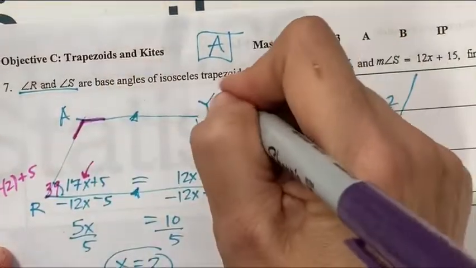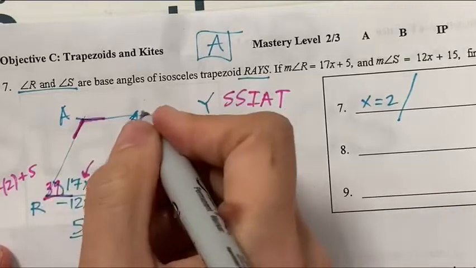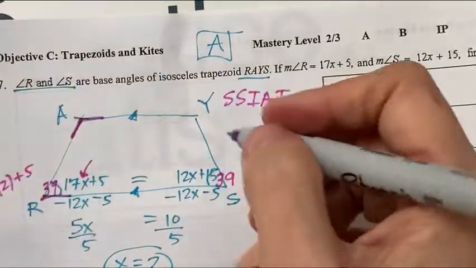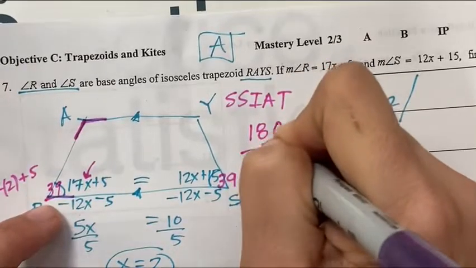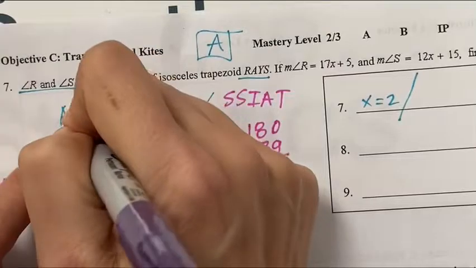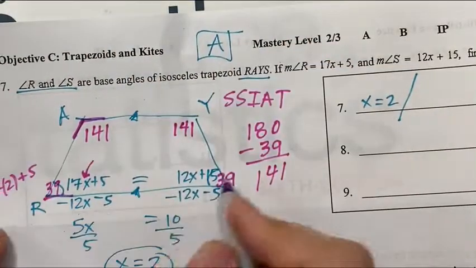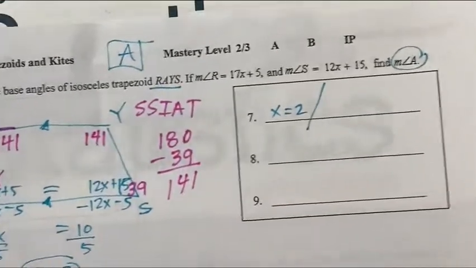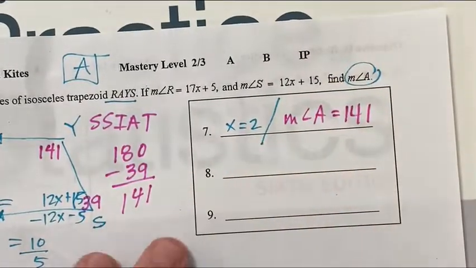This is based on the same side interior angle theorem. Same side of the transversal, they're going to be supplementary. So this angle has to be 180 minus the 39. 141. So angle A is 141. This one would be 141. If you add up all those angles, you should get 360. So the measure of angle A is 141.